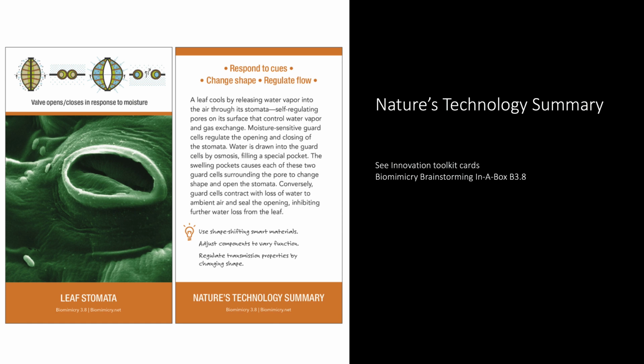So we'll look at another example. Here, you see the leaf and how the leaf responds to cues, changes shape, and regulates flow. So it's not just one thing that's happening. You can look very close and see when the leaf gathers moisture, it expands, and then an opening comes. So it's using shape-shifting smart materials. They react and respond to the cues and change shape and regulate flow.